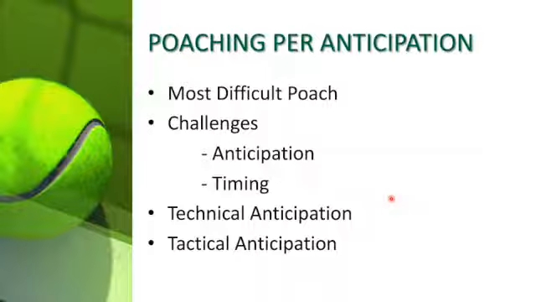In the tactical anticipation, the server's partner predicts from situational factors that the return will be cross-court. For example, he notices on certain types of serve or big points that the receiver always hits cross court.